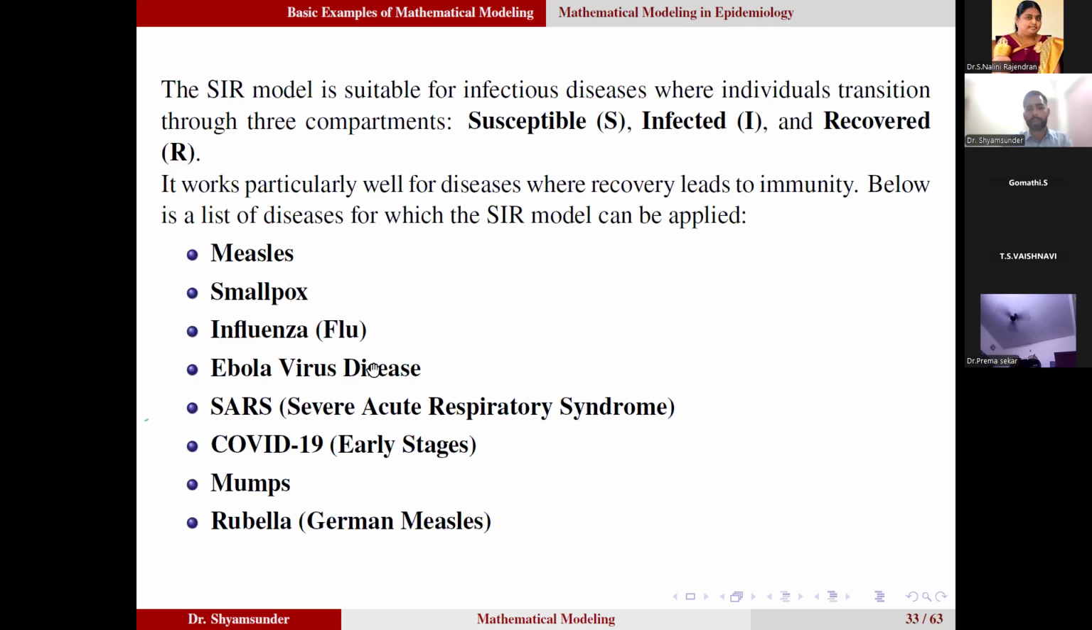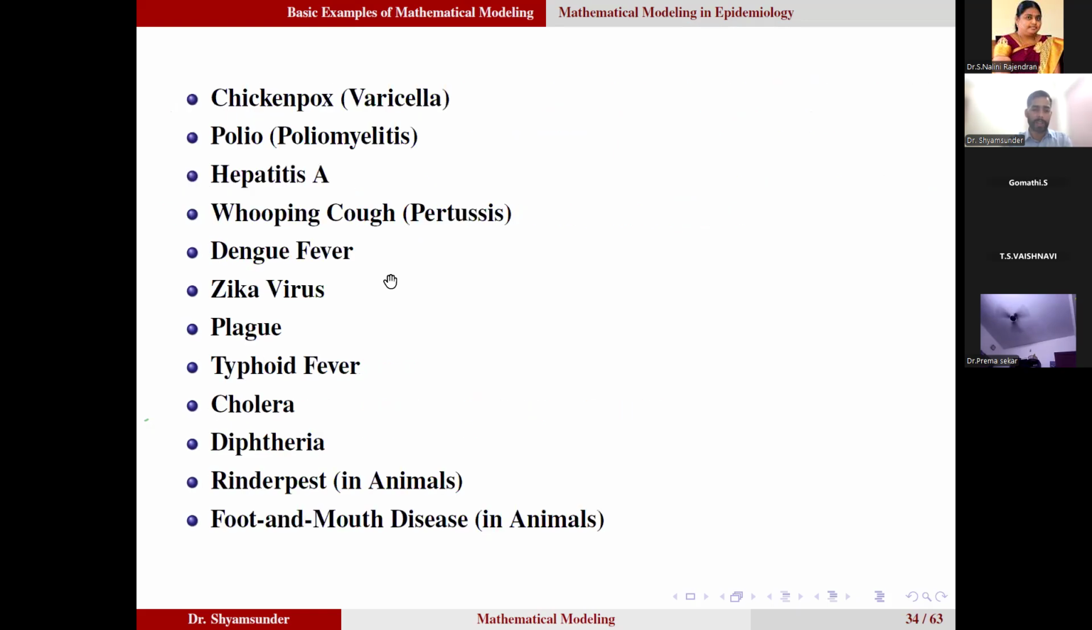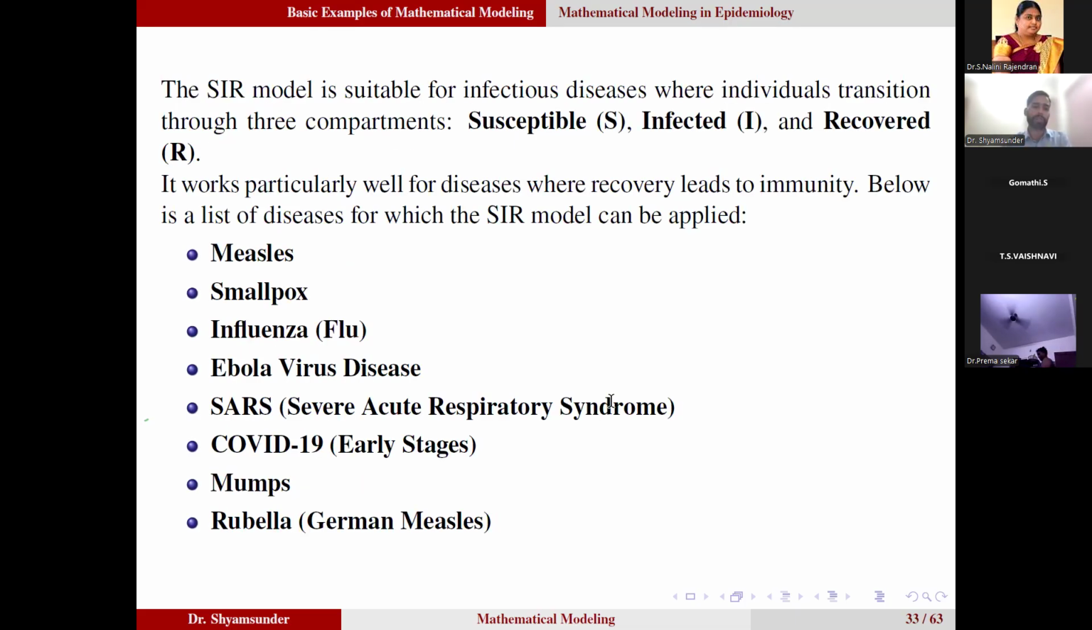The SIR model is suitable for infectious diseases where individuals transition through the three compartments: susceptible, infected, and recovered. This model applies to many diseases like smallpox, chickenpox, influenza virus, Ebola virus, Zika, COVID-19, polio, hepatitis A virus, dengue fever, plague, typhoid, and many more. This model is also applied in computer science and other sciences.